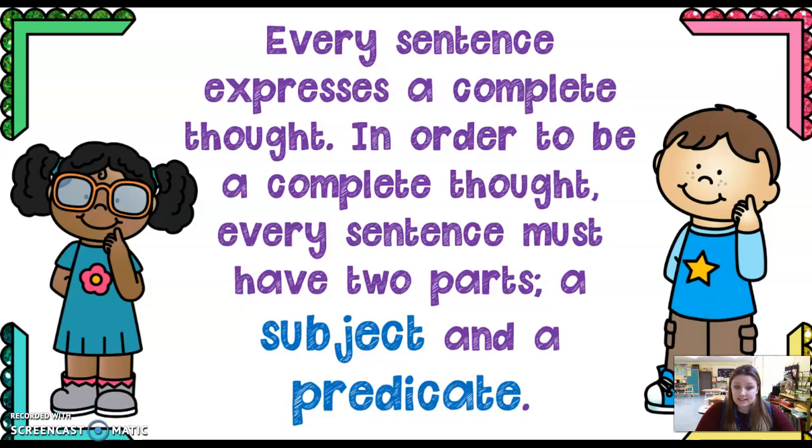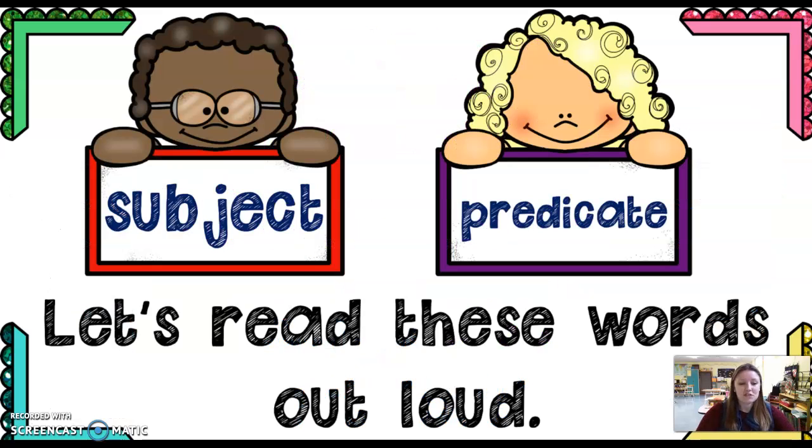Every sentence is going to express a complete thought in order for it to be a complete sentence. In order for it to be a complete thought, it must have two parts. It has to have a subject and it has to have a predicate. You might be thinking, what is a subject and predicate? You have already been using subjects and predicates. You just didn't know that's what they were. So the first word says subject. Repeat after me, subject. Second word says predicate. Repeat after me, predicate.